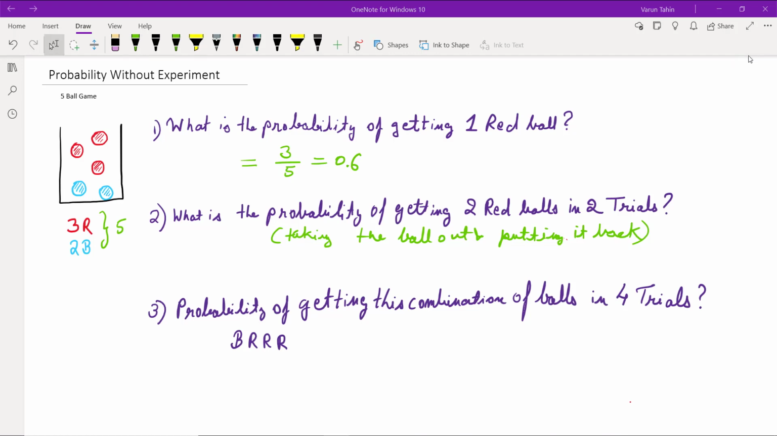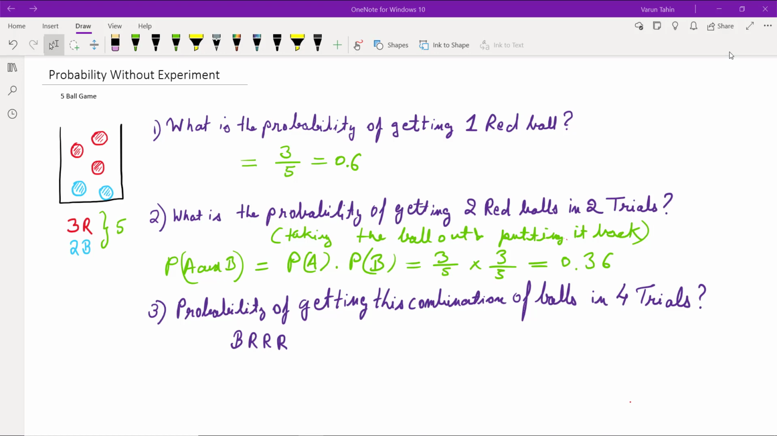So guys, if you can remember from the previous session, this condition exactly fits the multiplication rule, where the events are happening one after the other randomly with replacement. So when two events A and B are independent, the probability of both occurring is P(A and B). Got it guys? So this should be P(A) into P(B), which is 3 by 5 into 3 by 5, which is 0.36. Now let's calculate the probability of getting this combination in 4 trials.